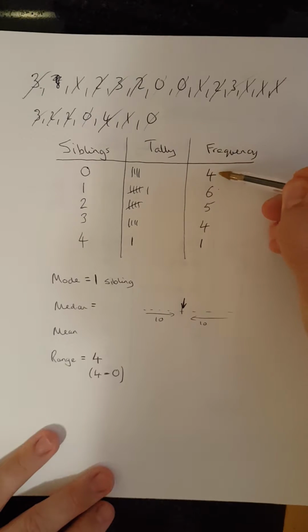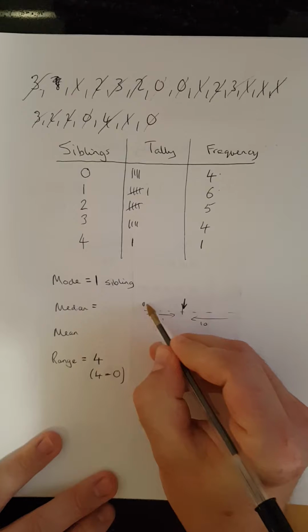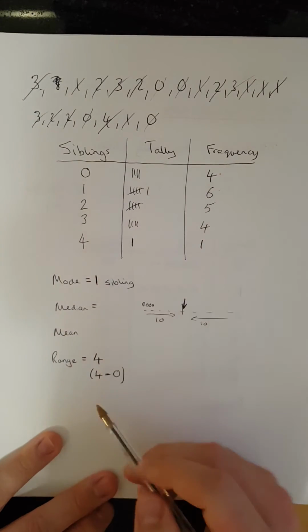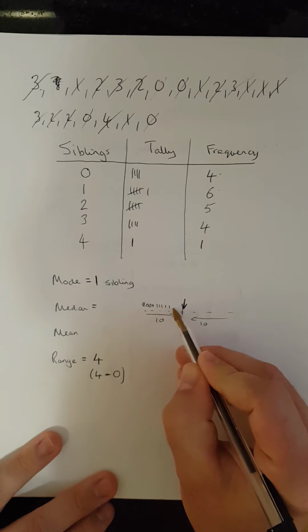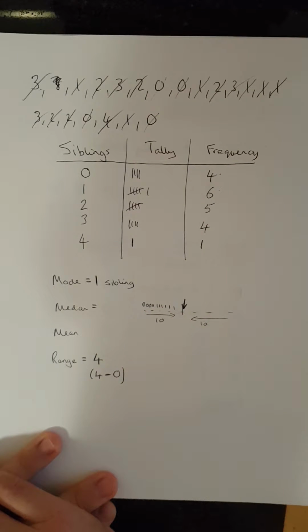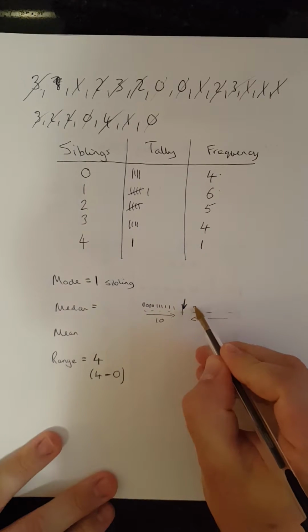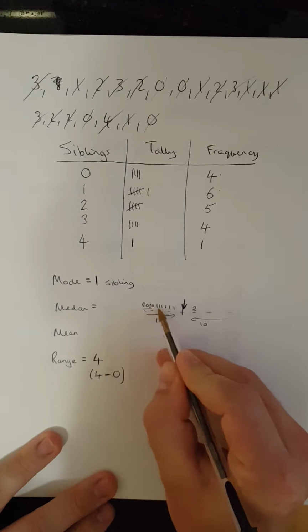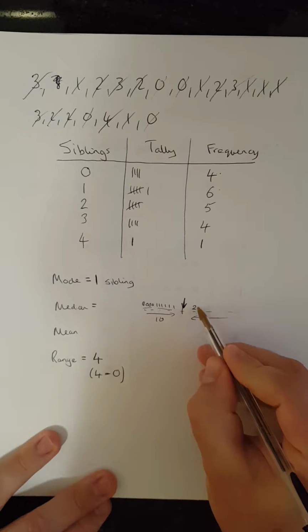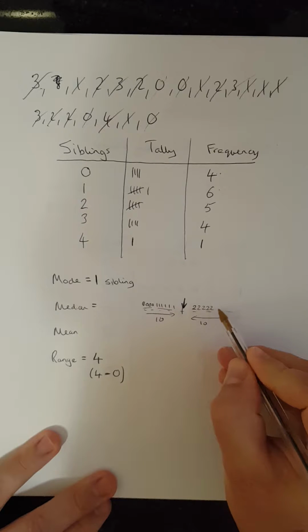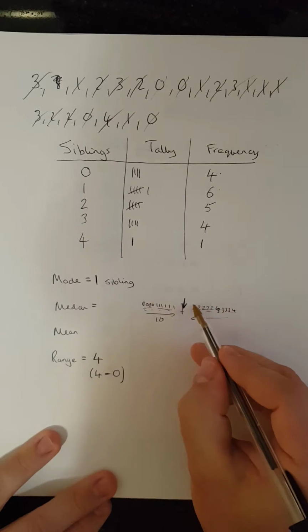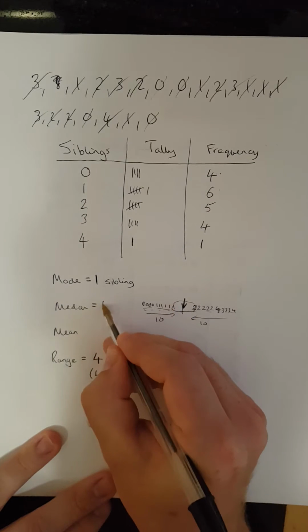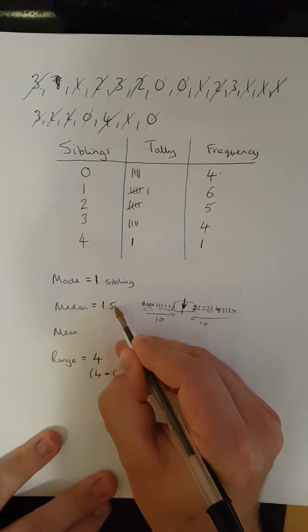So I've got 4 zeros, remember, and then 6 ones. The next value is a 2. That's 4, that's 6, so that's 10. The next are 2s, then there's 3s, then there's a 4. So it's between a 1 and a 2, which is 1.5.